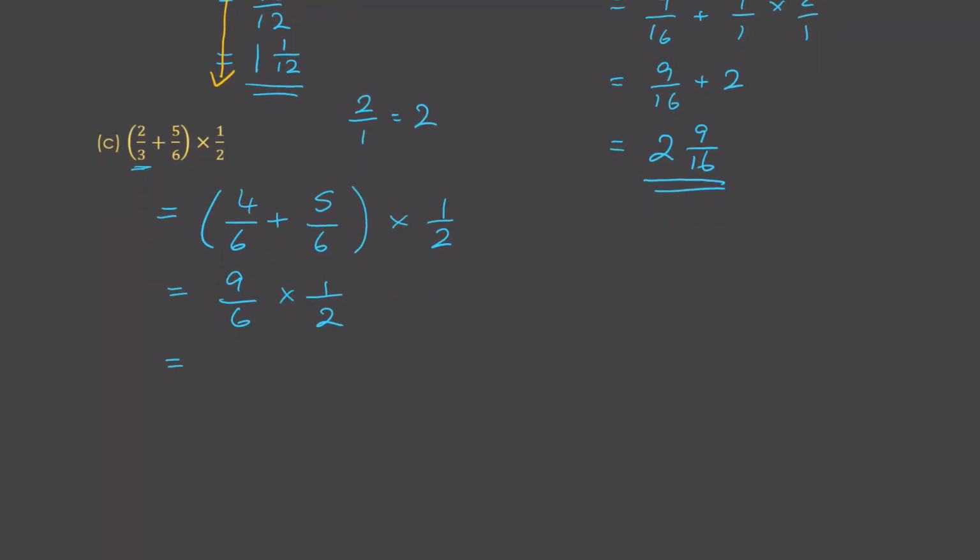Now we can cancel 9/6 down. Divide by 3 gives us 3/2. So I've got 3/2 times a half. And that gives me 3/4.